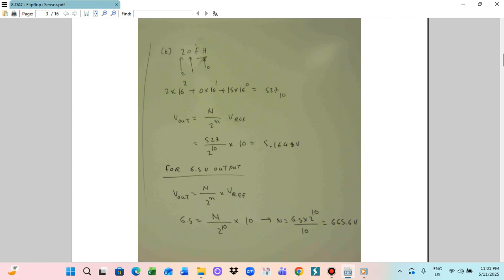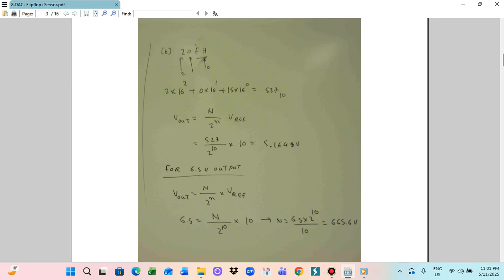And then this one is the V out formula, which is N divided by 2 power n. So the n is how many? This is 527, and 2 power n is for how many digits. 10 digits is 2 power 10, and V reference is 10 volts. So this is 5.16484.